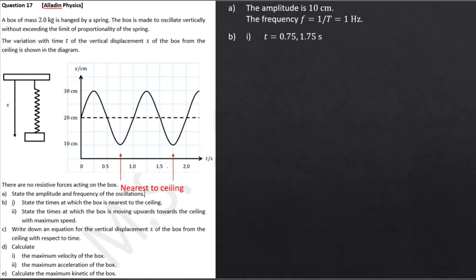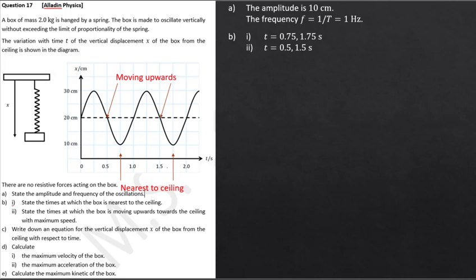So, the gradient of the displacement-time graph will give us the velocity. The magnitude of that velocity will be the speed. And where the gradient is maximum will give us the maximum speed. So, the gradient at which we have this maximum is at 0.5 second and 1.5 second.